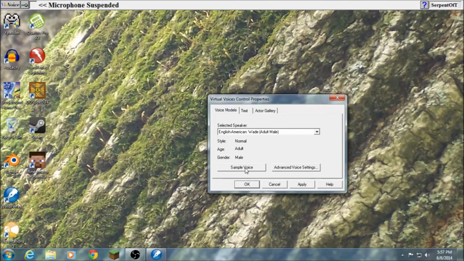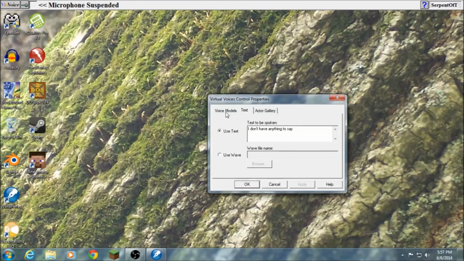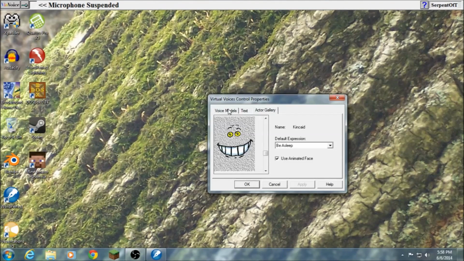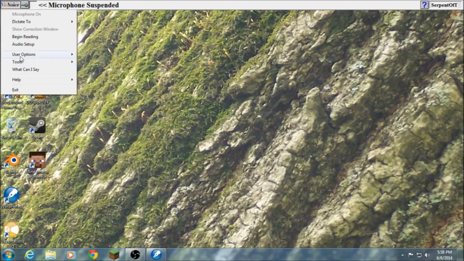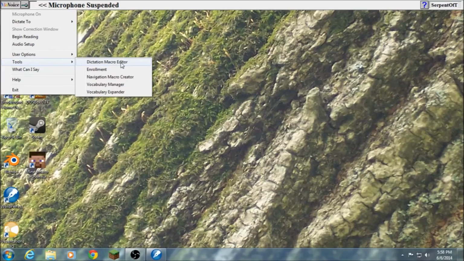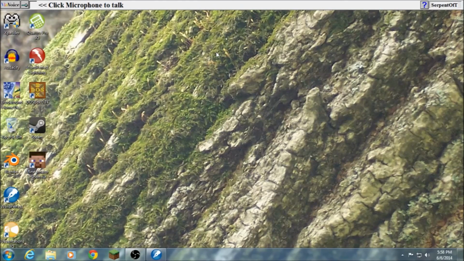Can't say I'd be falling in love with that. Yeah, so there's that. I'd have to play around with this more to get that to work. Macros, you can expand vocabulary. And then general help. So that's kind of a review of IBM's ViaVoice.